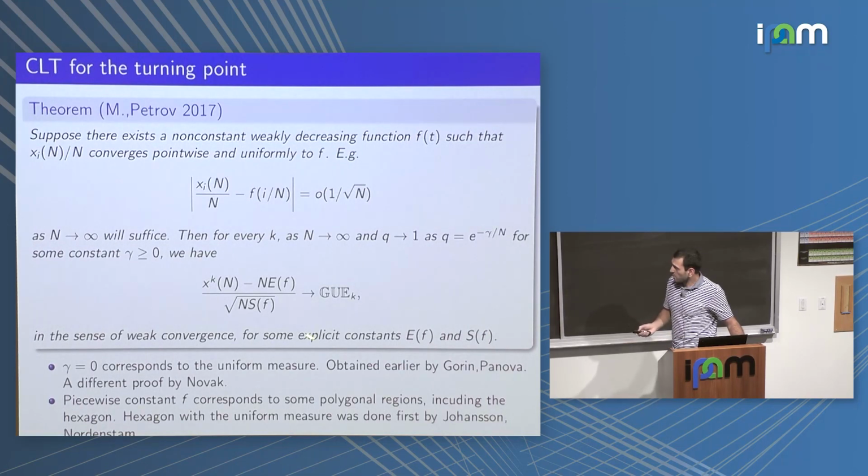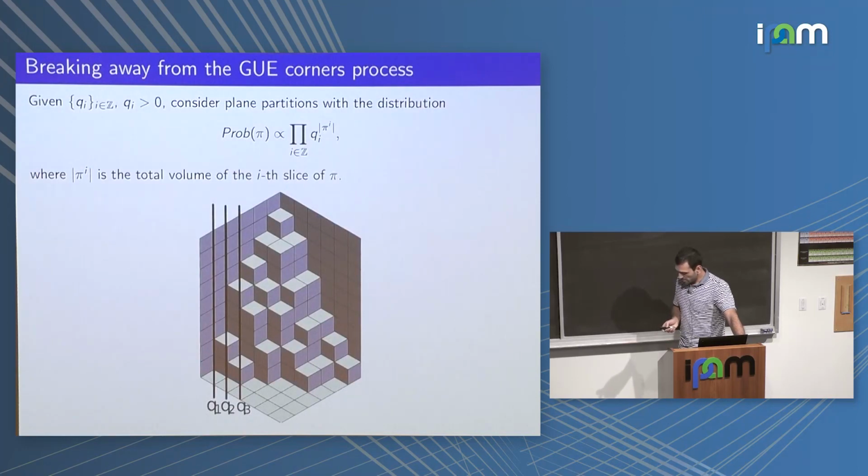This was proven earlier by Vadim Gorin and Greta Panova. And Jonathan Novak later gave a different proof for the uniform measure. In the very special case of the hexagon, this was obtained earlier by Kurt Johansson and Eric Nordenstam. Okay, so this is what happens when you have the q to the volume measure.